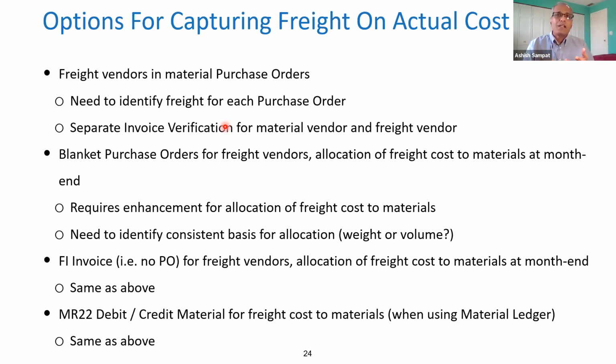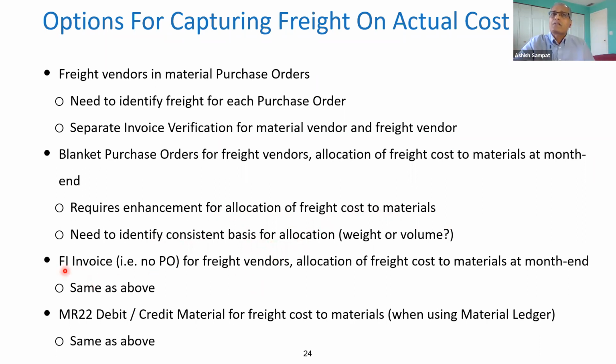Blanket POs also have a similar issue: how to allocate the freight at month end. So instead of saying that my base material comes from vendor X and my freight vendor is, let's say, UPS, one separate PO will be created for UPS, and then you create an enhancement to allocate freight cost on materials. So look through all the procurement or goods receipts, identify their weight, and then allocate based on that weight, or based on volume depending on the requirement. And then that basis of allocation should be consistent, right?